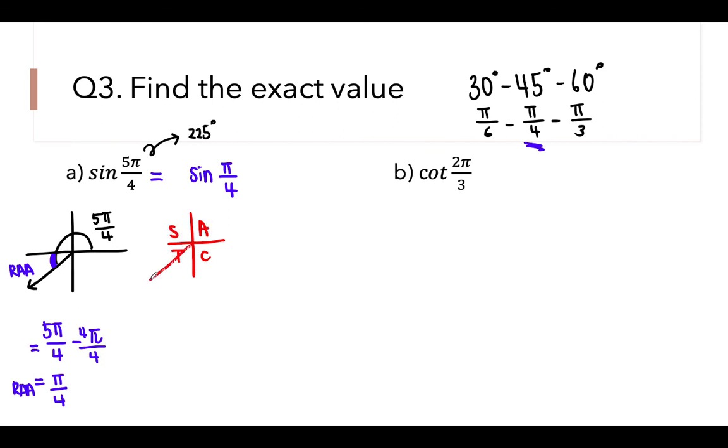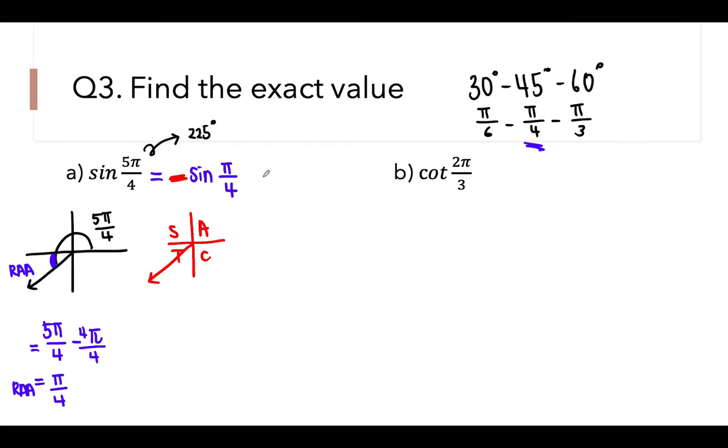Because it's in quadrant 3, only tangent is going to be positive. So therefore, you have to put a negative in front of the ratio. Why? Because only the tangent can be positive. So if I'm looking for sine in this quadrant, my answer is going to be negative.